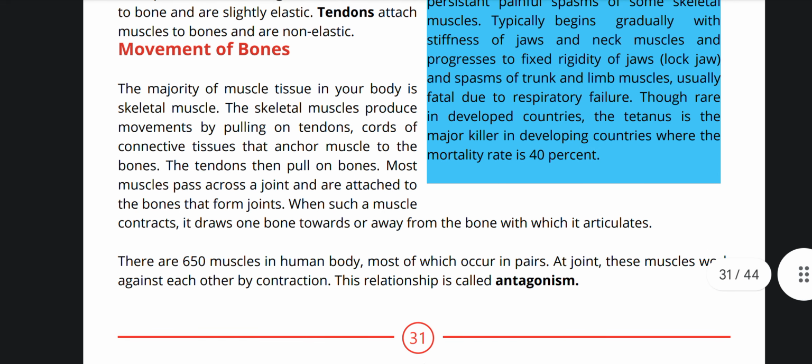Movement of bones. The majority of muscle tissue in your body is skeletal muscle. Skeletal muscles produce movement by pulling on tendons, cords of connective tissue that anchor muscle to the bones. The tendons then pull on bones. Most muscles pass across a joint and are attached to the bones that form the joint. When such a muscle contracts, it draws one bone towards or away from the bone with which it articulates.